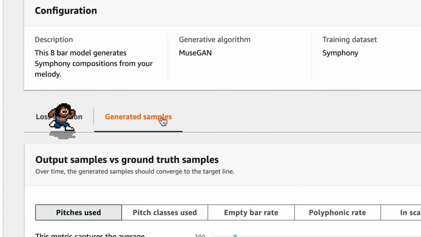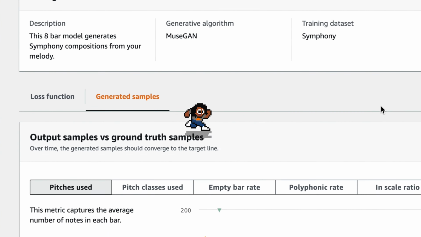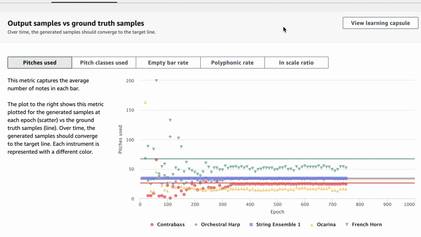Now let's click on generated samples. There are several quantitative metrics that measure quality during training. These metrics essentially take high-level measurements from the original source data, that's what they call the ground truth samples, and then measurements from the generated music, and determine how well the measurements align with each other. So the output samples, that's considered the generated music.